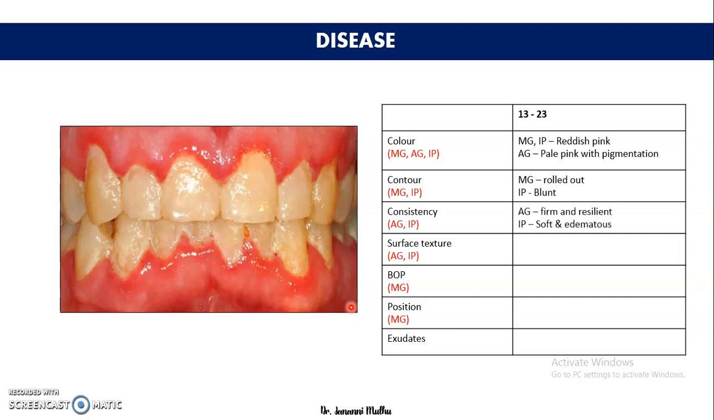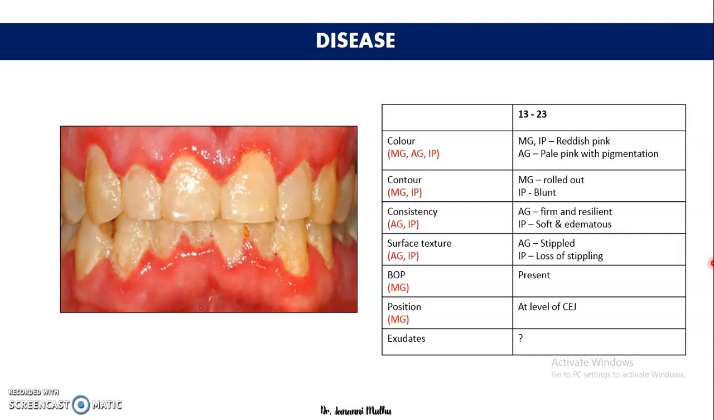Looking at the consistency, the attached gingiva is firm and resilient because it is uninvolved, whereas the interdental papilla is soft and edematous. You can still see stippling in the attached gingiva, whereas stippling will be absent in the interdental papilla. Bleeding on probing of course will be present and there is no alteration or change in the position of the gingiva. So the marginal gingiva is at the level of CEJ. And exudate we might not know, we have to check clinically and then find out. It may or may not be present. So this is example number 1.